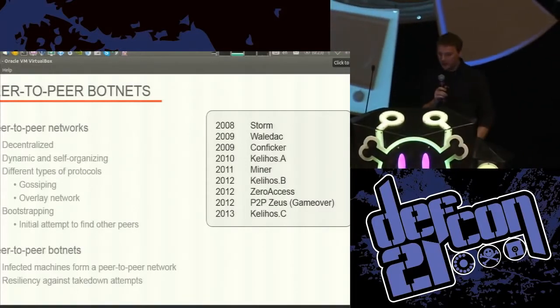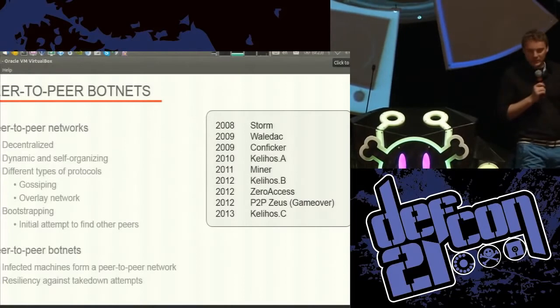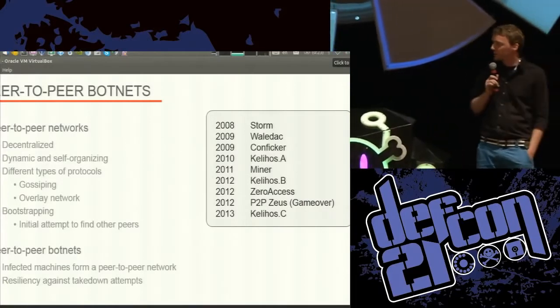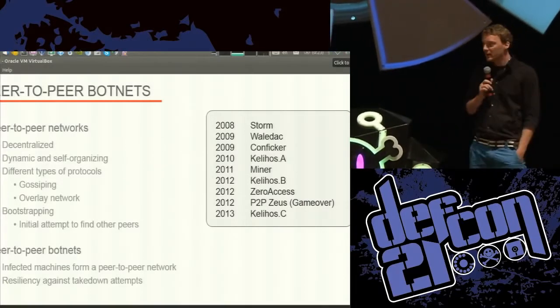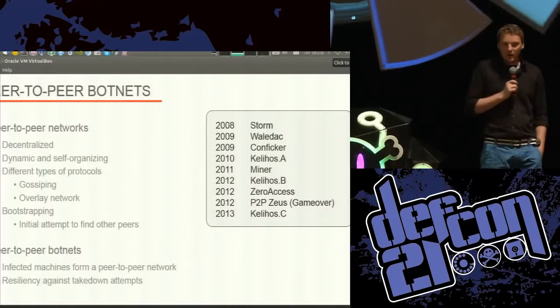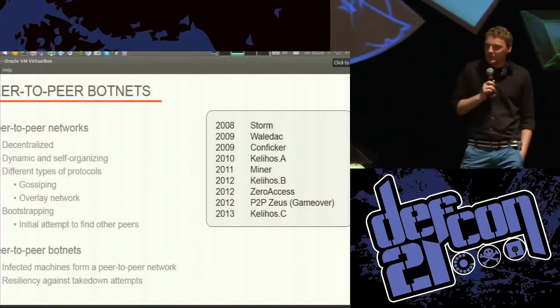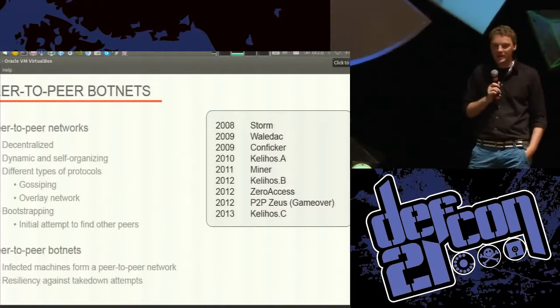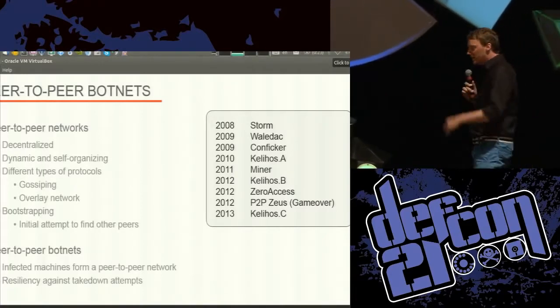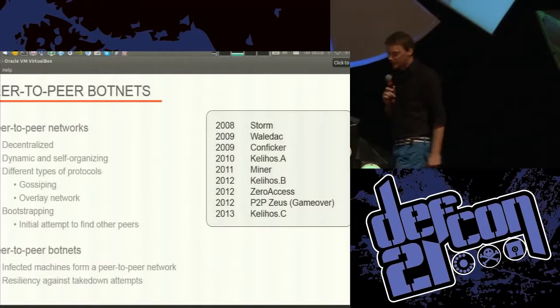Okay, and then in 2011 there was the Miner botnet, and I will show you some protocol examples for that. A really stupid piece of malware that was written in .NET, if I'm not mistaken, and the protocol was HTTP based, so it was a plain text protocol, and they made several mistakes, so it was trivial to take down.